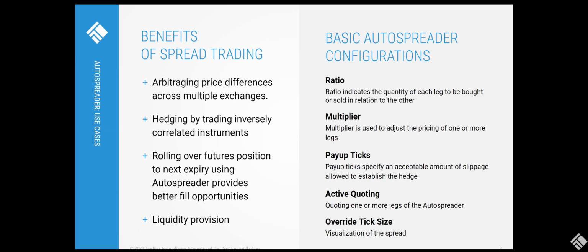Also, we mentioned in the previous session, rolling a position. So as a future nears expiration date, you might want to move your position from one to the next. In this case, you're selling the, probably the front month where you have a position, and you're going to be looking to buy the next month. So in order to do this, you can use Autospreader. And although an exchange might offer an exchange listed spread, a calendar spread, for example, Autospreader can be used to allow you to possibly get a better fill, and again, benefit from that better fill.